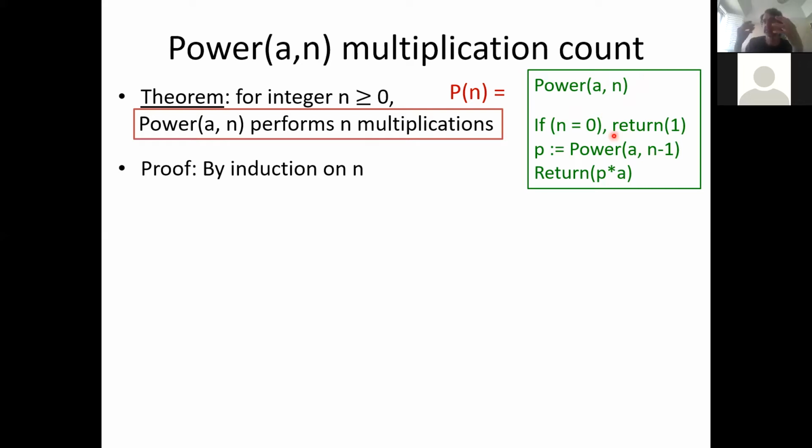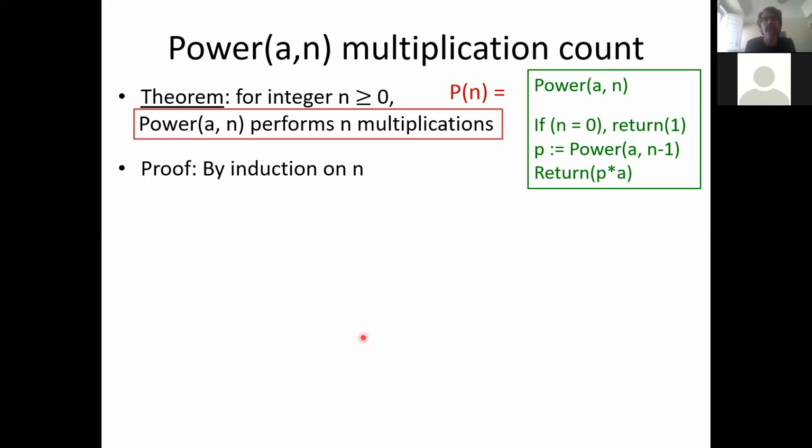Sometimes this might not be so apparent. There might be some other variables going on, and you will have to identify what is the parameter that you should make an induction on. Perhaps it's the length of a bit string that the algorithm computes on. Perhaps it's the total length of all inputs that the algorithm computes on. You will see other examples.